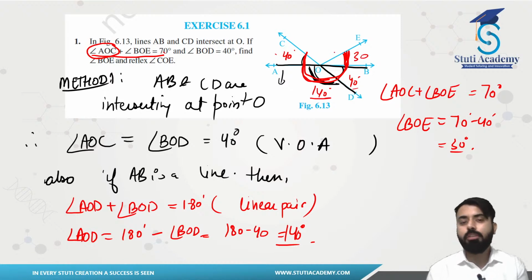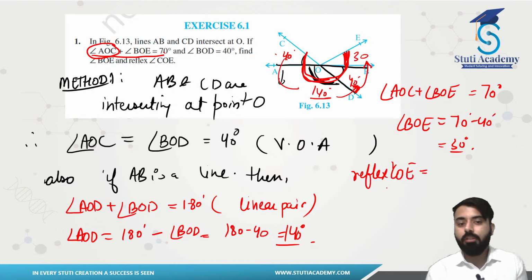Now you guys see, you just have to add this one. So this will be what? This will be 180, 180 plus 40. That will be what? 220, 220 plus 30. That will be what? 250. So reflex COE, that will be what? That will be 40 plus 140 plus again 40 plus 30. That will be 250 degrees.